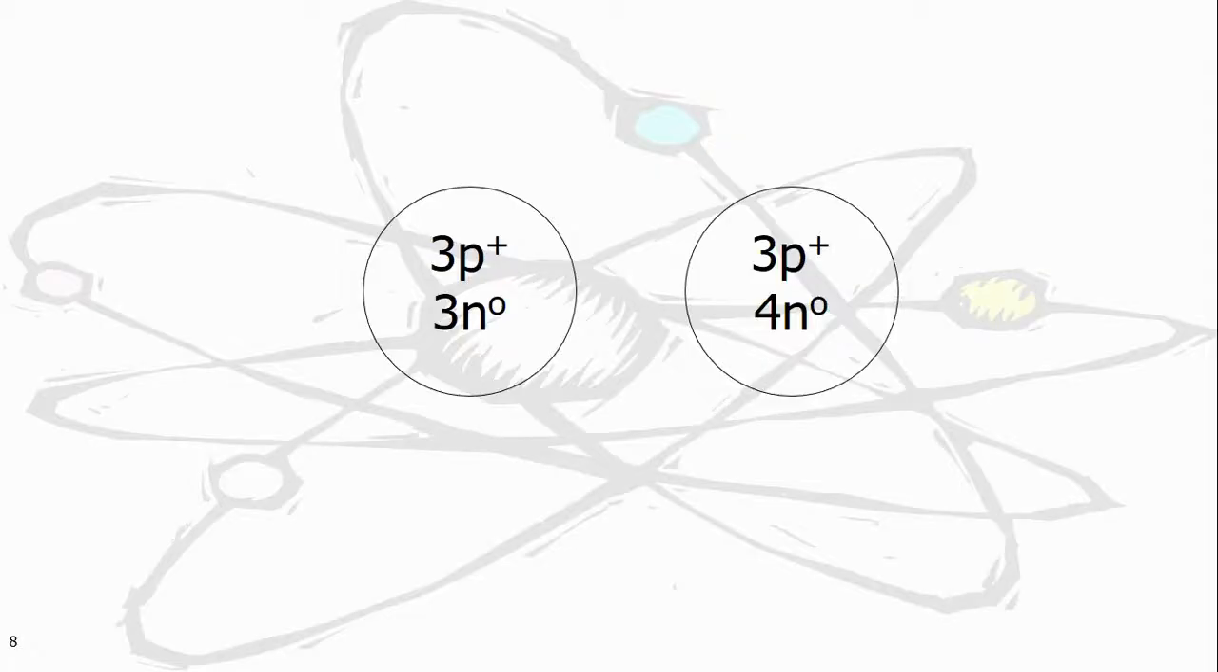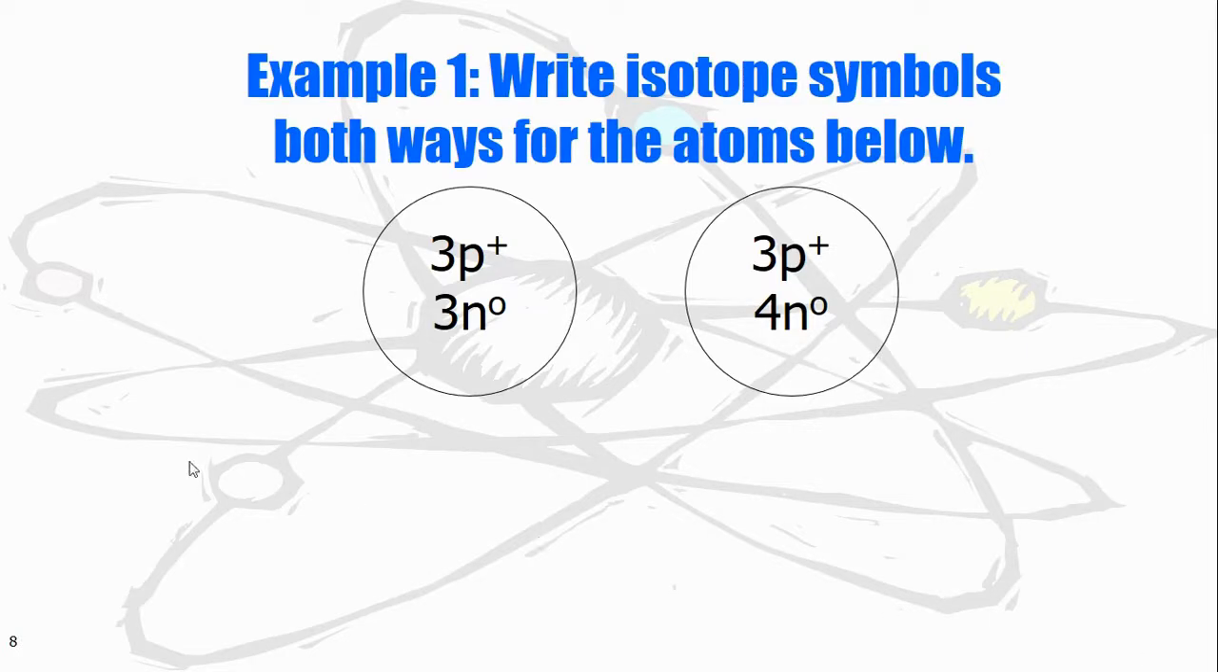Okay, let's try writing those 2 notations down. So here we have 2 atoms. Let's write down both isotope symbols, both in the hyphen notation and the nuclear symbol notation. So first thing we have to do is determine which element these are. The way you determine that is by looking at the number of protons you have. In both of these atoms, you have 3 protons. So you go to your periodic table and you look, who has 3 protons? Well, 3 protons is lithium. We're going to write lithium.